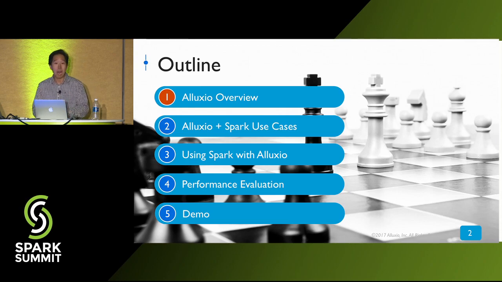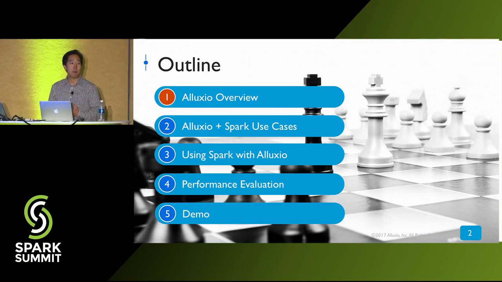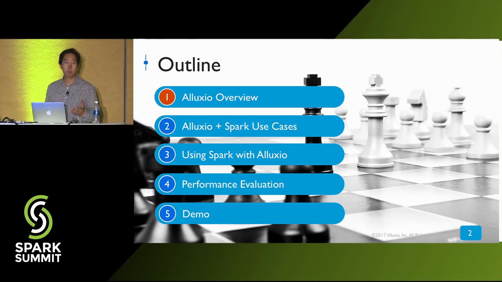So here's a brief outline of the talk. I'll first go over a brief overview of Alluxio to explain what Alluxio is and where it fits in the ecosystem. I will then go into some real-world use cases of organizations using Alluxio and Spark together. I'll then go into how Alluxio and Spark work together and how Alluxio can help Spark in different use cases. And then I'll go through a simple performance evaluation of different scenarios. And then lastly, Cheng will give a demo of Spark and Alluxio working together.